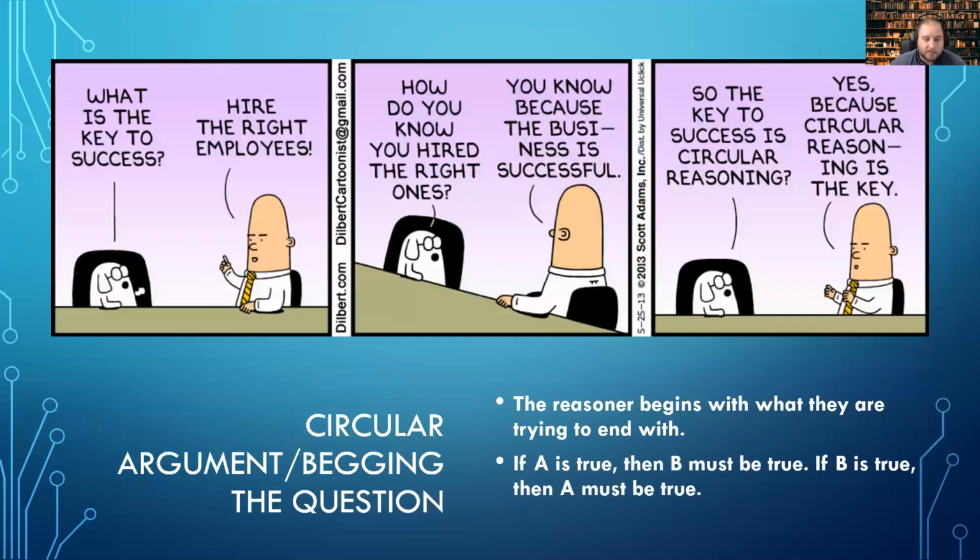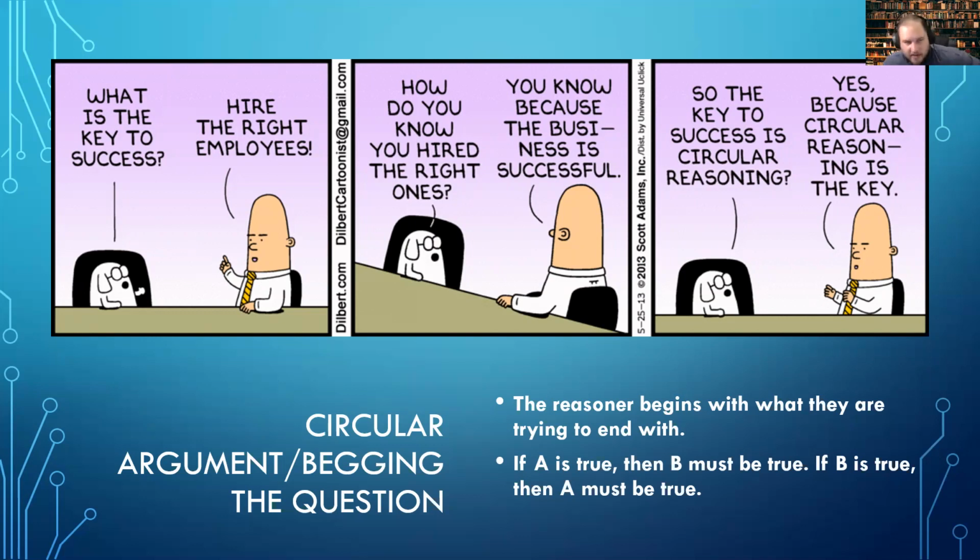Okay, circular arguments or begging the question is another common logical fallacy. It's where someone begins with what they are trying to end with. For example, in this lovely Dilbert cartoon, what is the key to success? Hire the right employees. Well, how do you know that you hired the right ones? Because the business is successful, right? So we're seeing this: well, if A is true, then B must be true. But in order for A to be true, B must also be true.